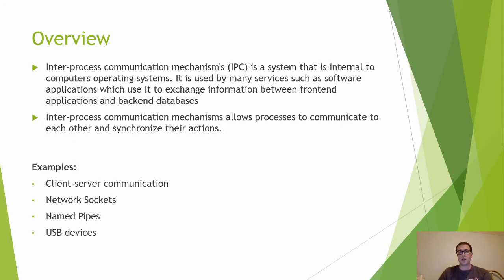Our overview. Inter-Process Communication Mechanism, IPC, is a system that is internal to a computer's operating system. It is used by many services, such as software applications, which use it to exchange information between front-end applications and back-end databases. The inter-process communication mechanism allows processes to communicate to each other and synchronize their actions. Examples of IPC are client-server communication, network sockets, named pipes, and USB devices.